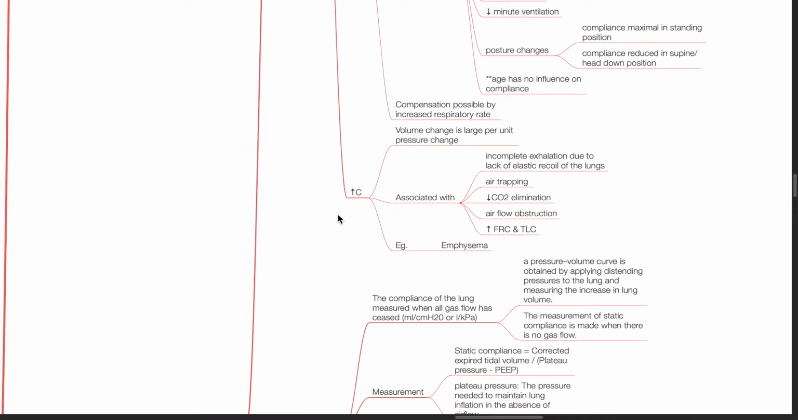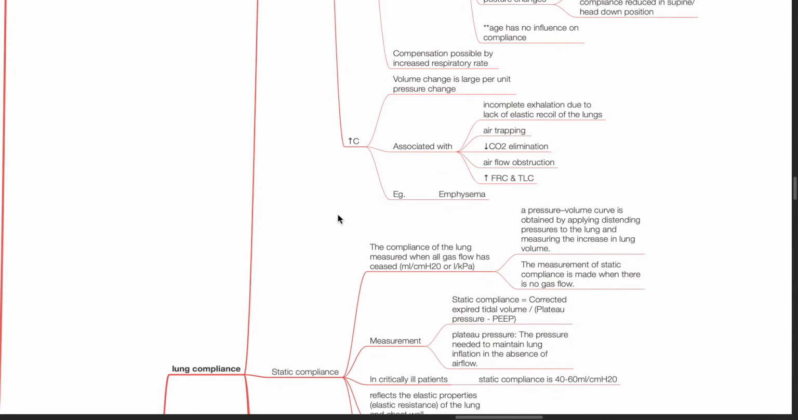During increased compliance, volume change is large per unit pressure change and is associated with incomplete exhalation due to lack of elastic recoil of the lungs, air trapping, reduced CO2 elimination, airflow obstruction, and increased FRC and total lung capacity. This occurs, for example, during emphysema.